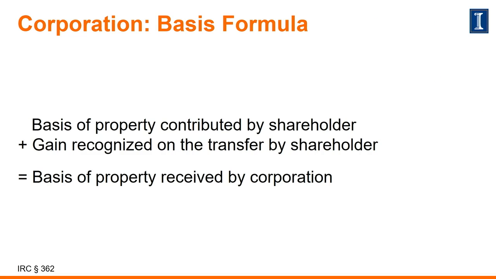However, as in the case of the shareholder, there are situations in which adjustments to the general rule of exchange basis are necessary. Thus, more broadly, the corporation's basis in property received in a Section 351 transaction is the basis of the property contributed by the shareholder plus any gain recognized on the transfer by the shareholder. Some other adjustments are also possible. You will learn about them in the next lesson.